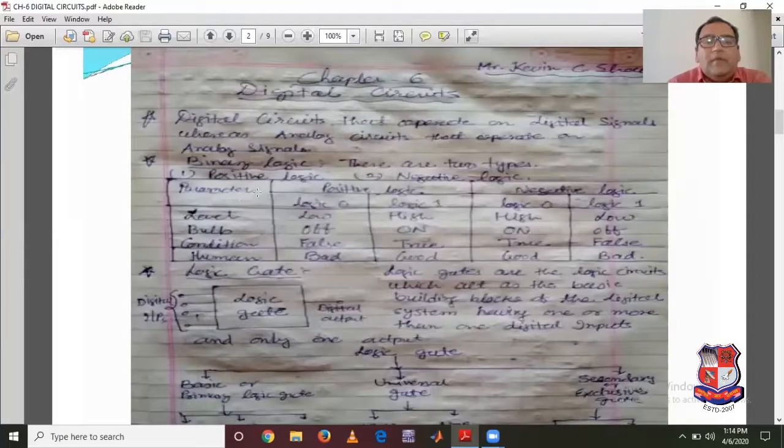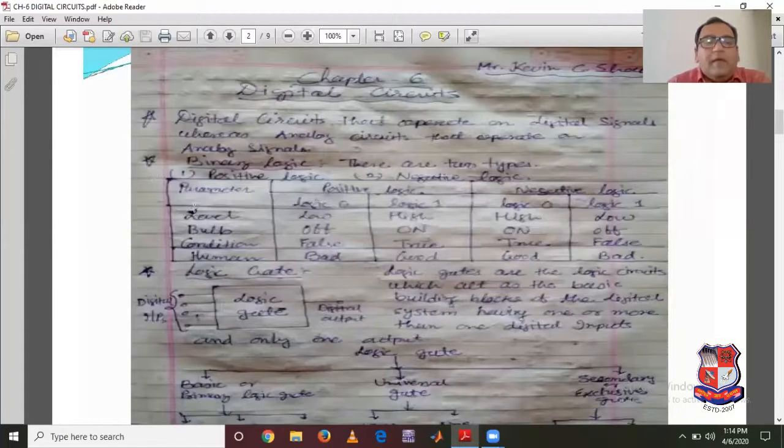First, with the help of a table, we can discuss both positive and negative logic. First I make a table. This is not given in your book, but it helps to understand the logic used in digital circuits. This is the first parameter. The second column is for positive logic. In positive logic, there are 2 columns, logic 0 and logic 1. And in negative logic, there are also logic 0 and logic 1. Now we will discuss both positive logic and negative logic with the help of different parameters.